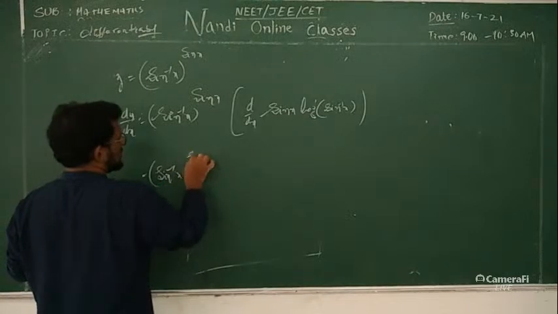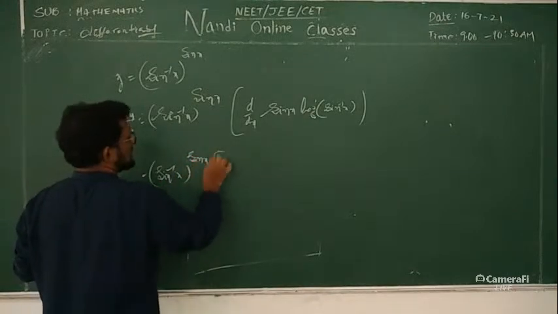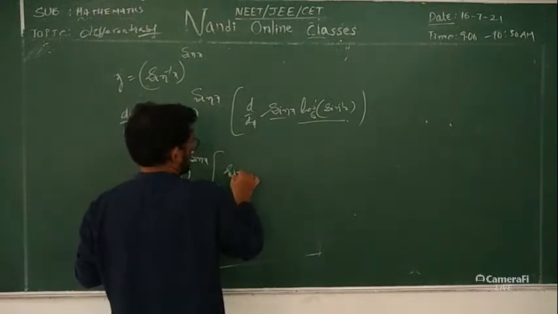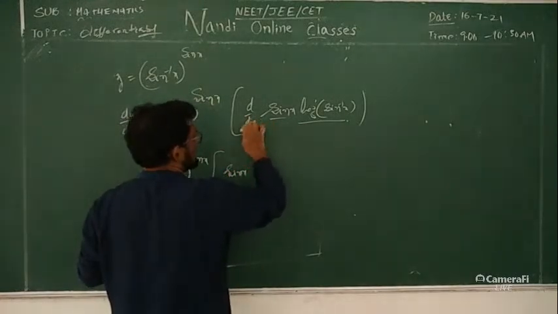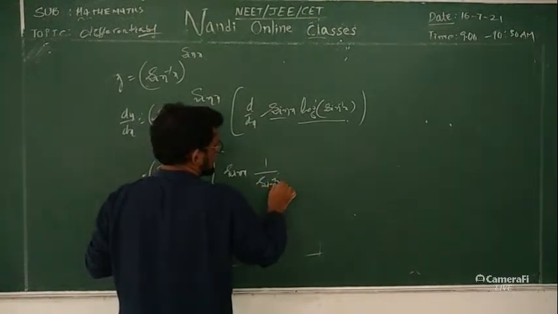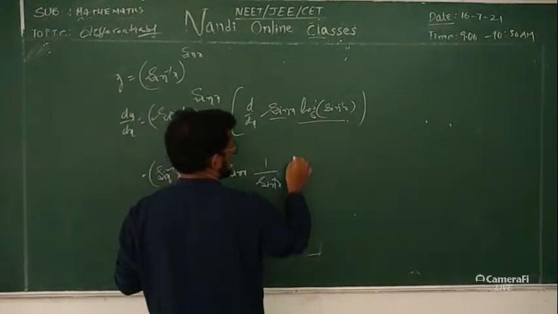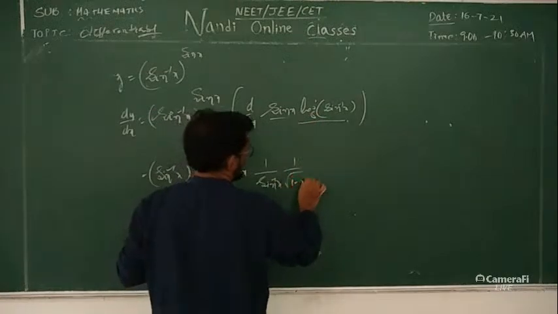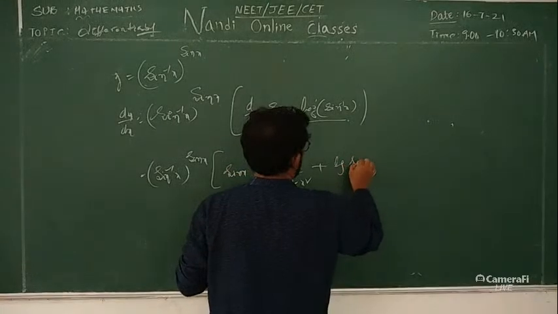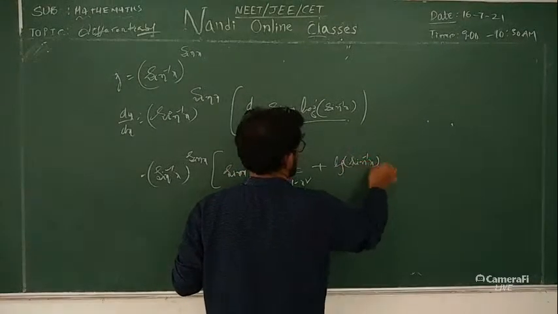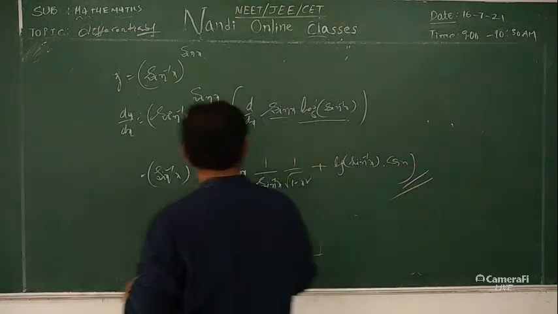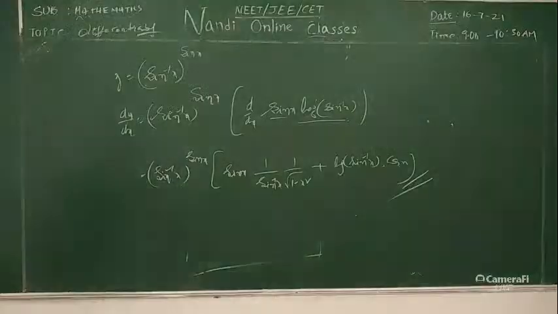Sin inverse x whole power sin x, UV formula to be applied. Sin x into derivative of this, 1 by sin inverse x into derivative of this, 1 by square root of 1 minus x square, plus log of sin inverse x into derivative of sin x, which is cos x. This is your final output, my dear lovely children.